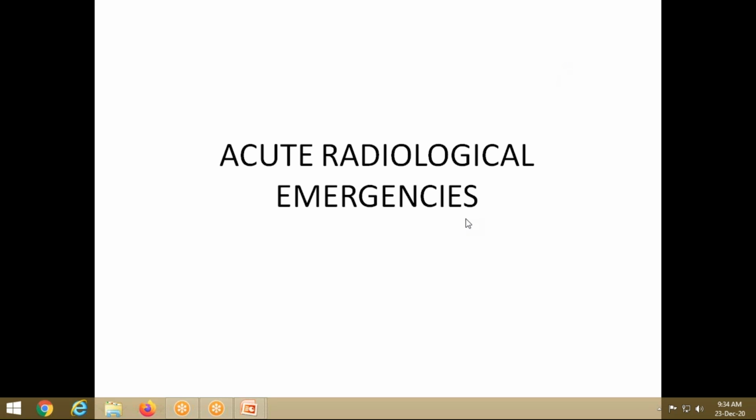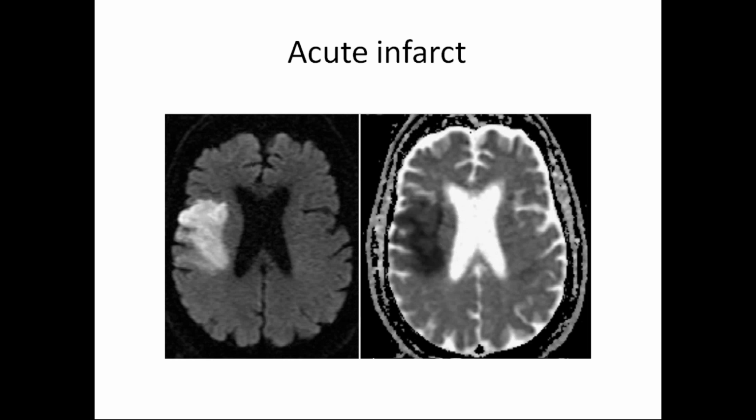Okay, I am from the Department of Radiology, and we'll be talking about acute radiological emergencies. We'll see what cases we'll encounter in our emergency department and how they will appear on radiological imaging. First of all, we'll deal with cerebrovascular accidents, or what we call strokes. They can be either ischemic or hemorrhagic.